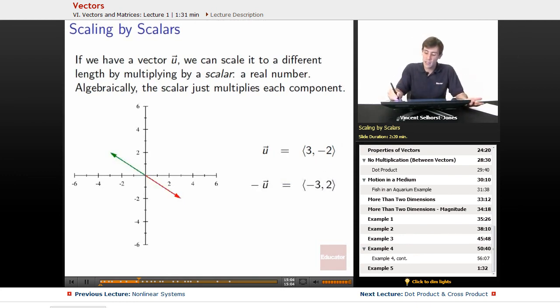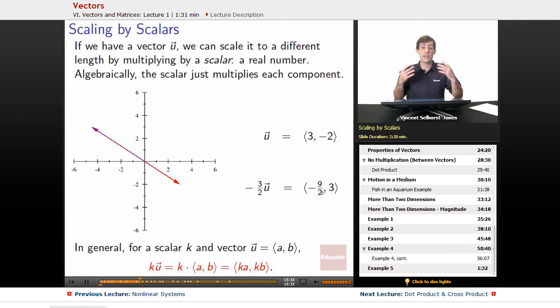A negative winds up going in the opposite direction. So if we've got a negative u, then positive direction is the way it normally goes. Negative will be the opposite way. So now we're going opposite the direction that u went, as we can see pictorially here. And it's just a negative now on each of the components. So negative cancels out there, and we have negative 3, positive 2. And that's what we see on our picture.